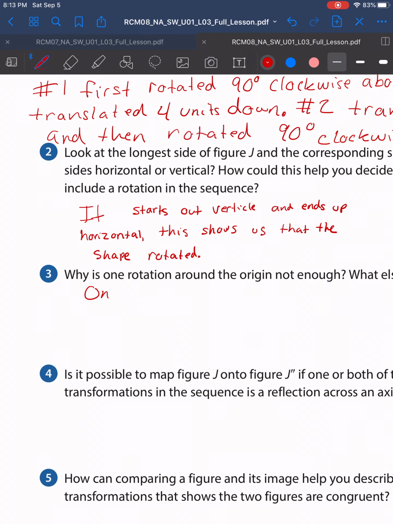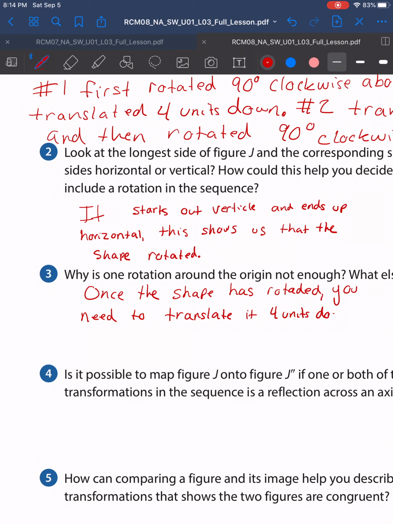I'm going to say, once the shape has rotated, comma, you need to translate it four units down so that it'll fit in the space.